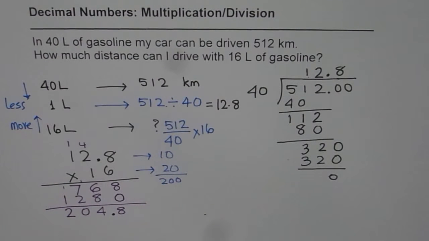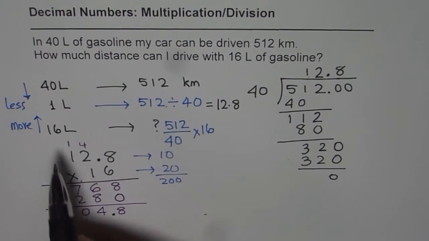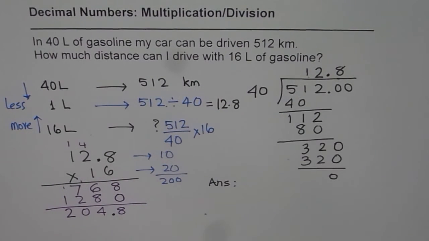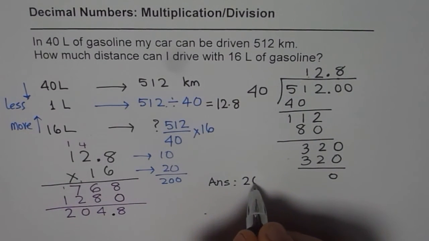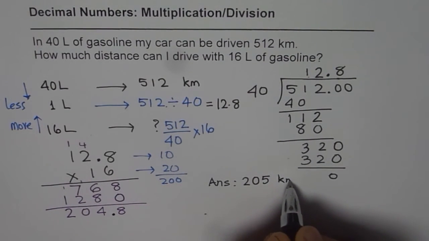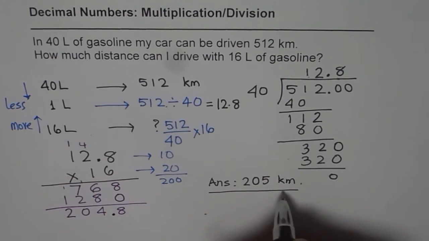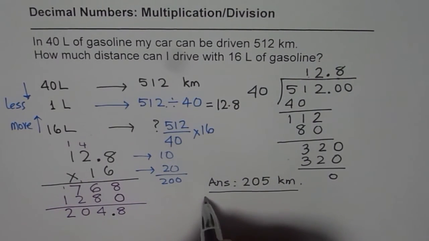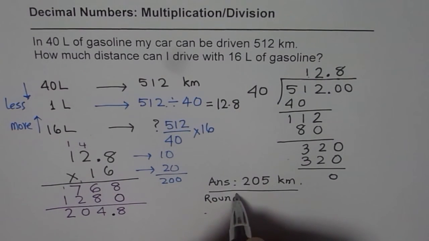It works, right? So we can say that in 16 liters, under these circumstances, the car can be driven 204, so I'll round it to approximately 205 kilometers, right? So when we are talking about such big distances, we can round our answer to a whole number. So it becomes 205 kilometers, right? So you also learn rounding with that, okay?